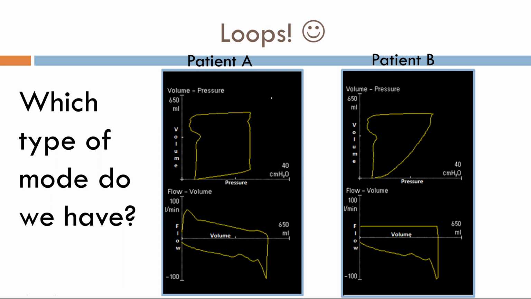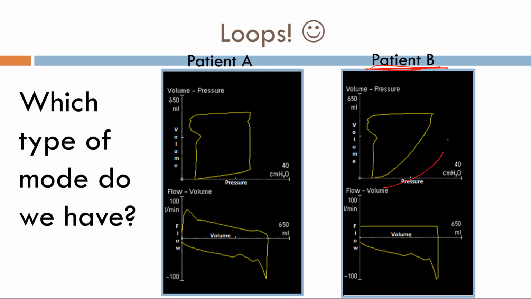All right, so how do we determine what type of mode we have for this patient? So let's break it down. I like to talk about patient B first because most people get patient B before they get patient A. How do we figure out what type of mode we have? The way we determine a mode is trying to figure out our target variable. So remember that the target variable should be constant during the inspiratory phase.